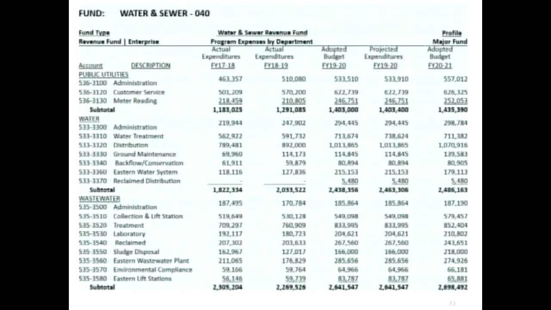Again, water and sewer, where the costs go: administration, 1.4 from administration, customer service, and meter reading. Water administration, treatment costs, backflow, eastern plant systems, reclaim distribution, wastewater administration, management lift station, laboratory.